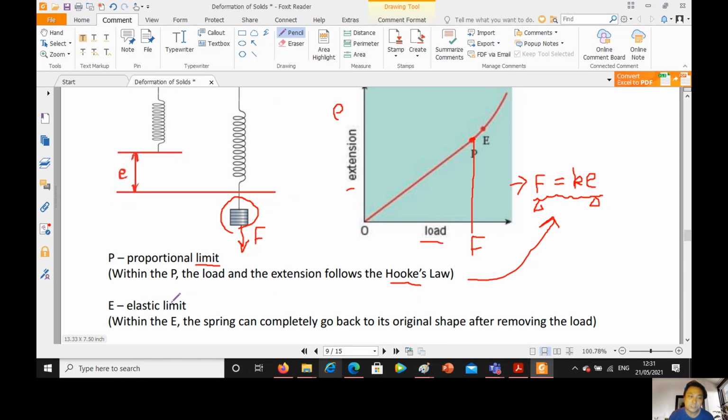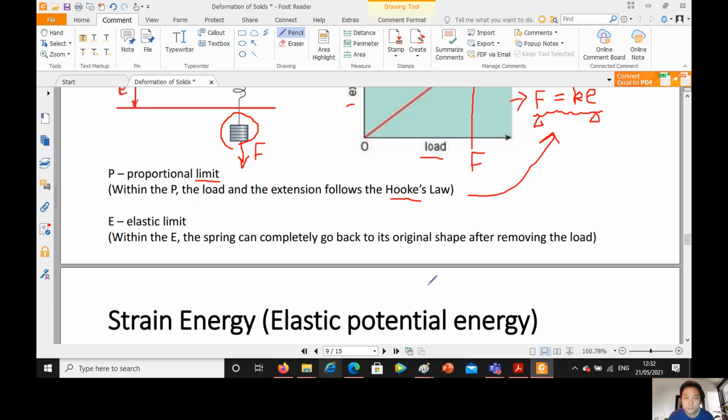Now, we just discussed the P point. There's another point, E, here. For most cases, the E point, which is the elastic limit, is slightly higher than the proportional limit, as you can see here. Within the E point, the spring can completely go back to its original shape after removing the load. If you go beyond that, you're going to end up with some plastic deformation. So that's the definition of the elastic limit. Brilliant, I think that's all about this topic.